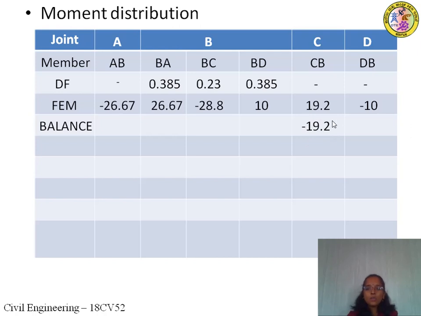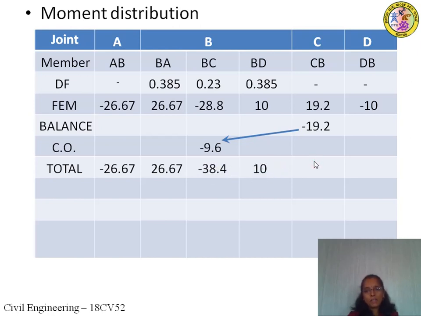Okay. So as soon as we apply a moment of minus 19.2, half of the moment will be carried from CB to BC. How much? Half of this 19.2. So that is minus 9.6. So at this level we will make a total, so that we will make joint C as 0. Okay. So MAB minus 26.67, MBA plus 26.67, MBC minus 38.4, MBD plus 10, MCB it is 0 and MDB it is minus 10.